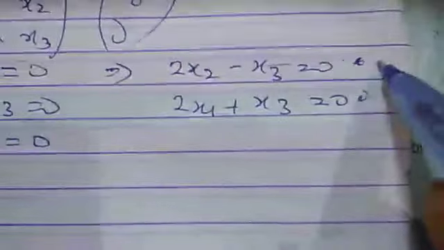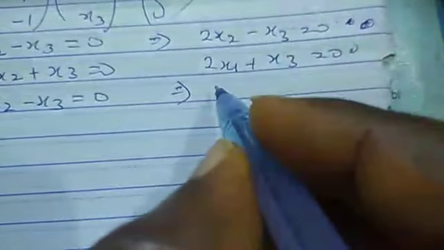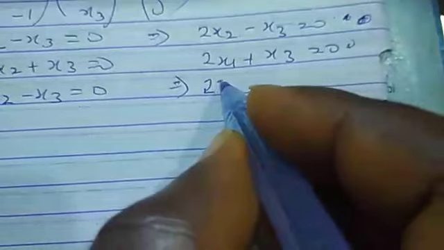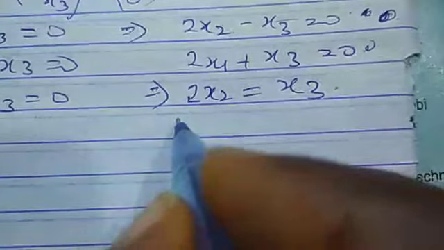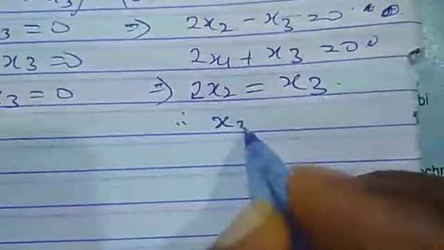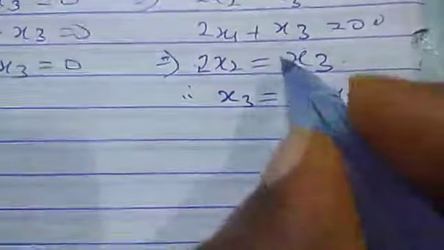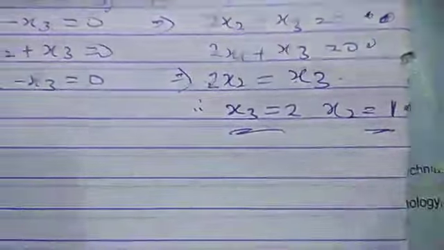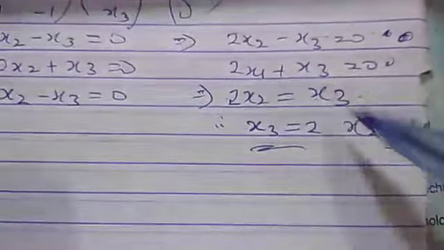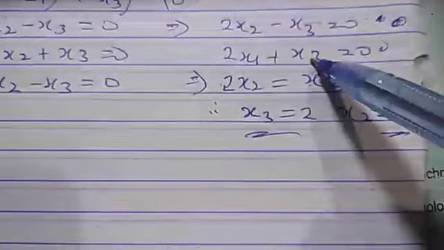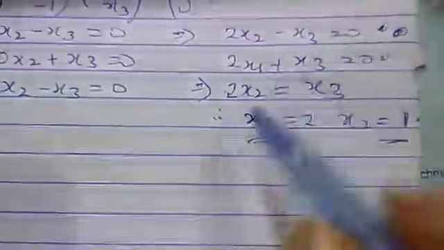Now let's take this first one. This first one becomes 2s2 is equal to s3. As usual, we can get our s1, s2 and s3. You see that s3 will be the coefficient of this, which is 2, and s2 will be the coefficient of s3, which is 1. So we have found the value of s2 and s3. Since we have known our s3, s1 here will be very easy for us to find.